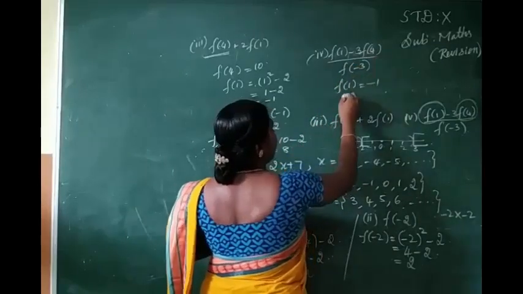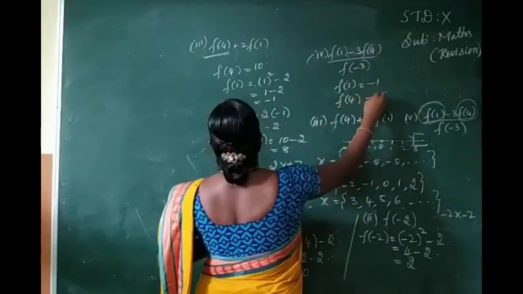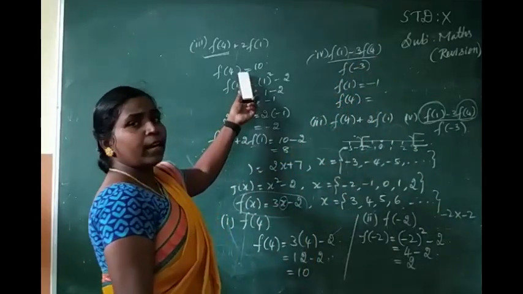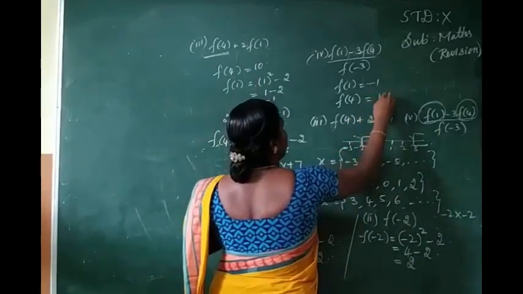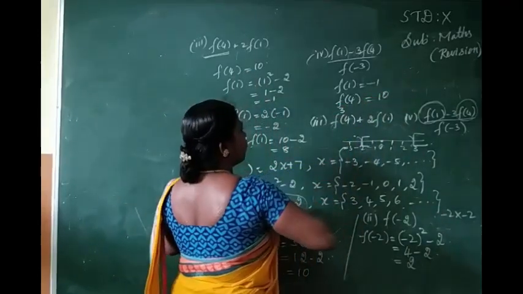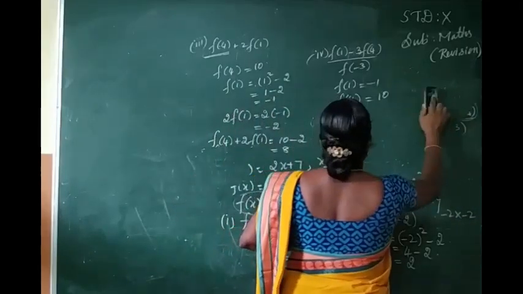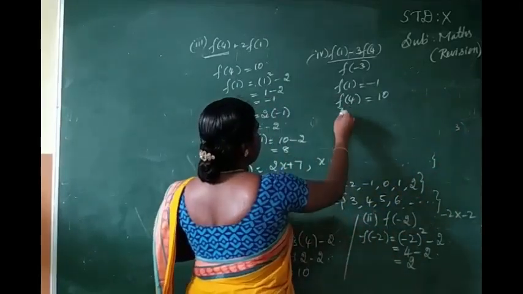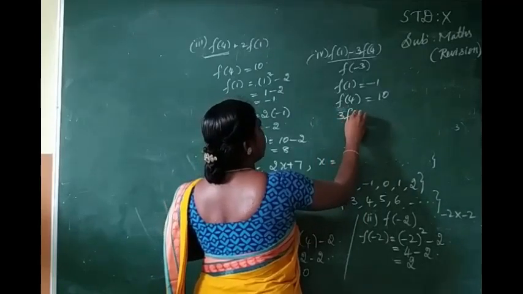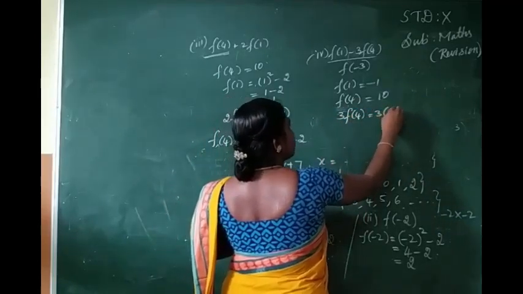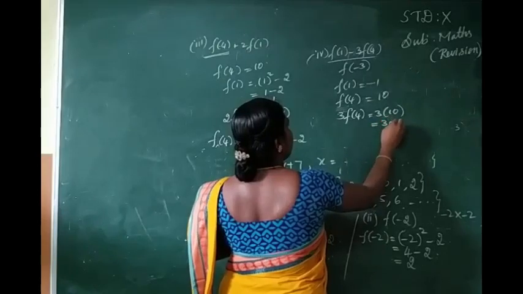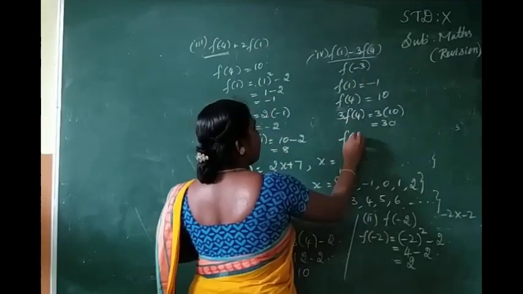Let's see f of 4. F of 4 value is 10. Then we need 3 into f of 4. 3 f of 4 equal to 3 into 10. 3 tens are 30. Okay. Next we need f of minus 3.